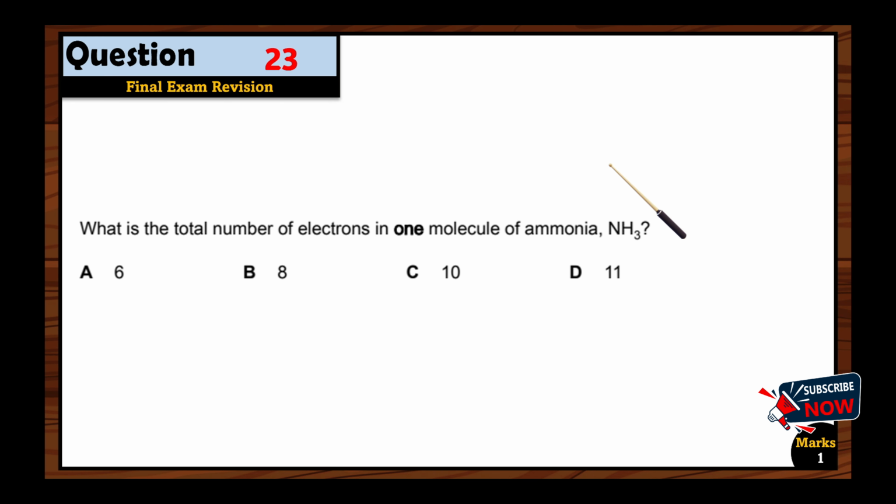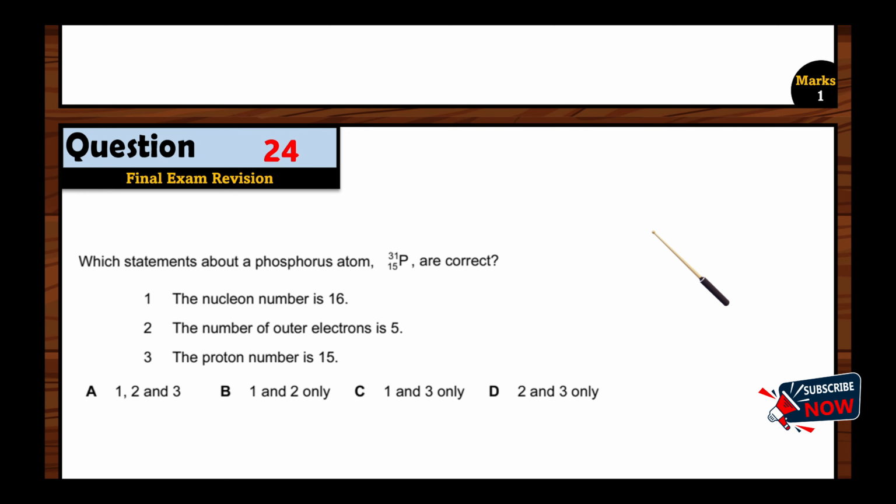Let's see question number 23. What is the total number of electrons in one molecule of ammonia, NH3? If you see, nitrogen has 7 electrons. Hydrogen, we have 3, and each hydrogen has 1 electron. So total 3 and 7. 7 plus 3 is equal to 10. So option C is right.